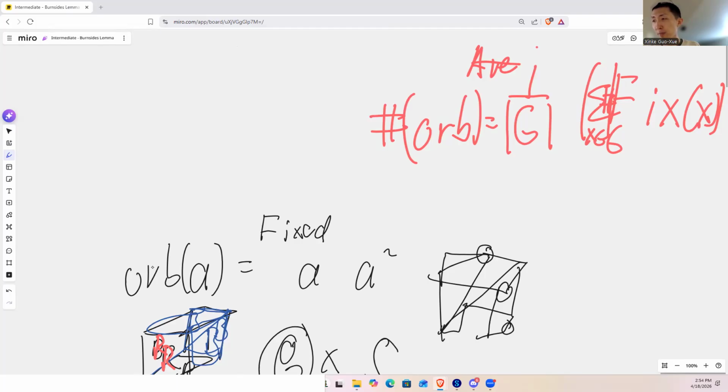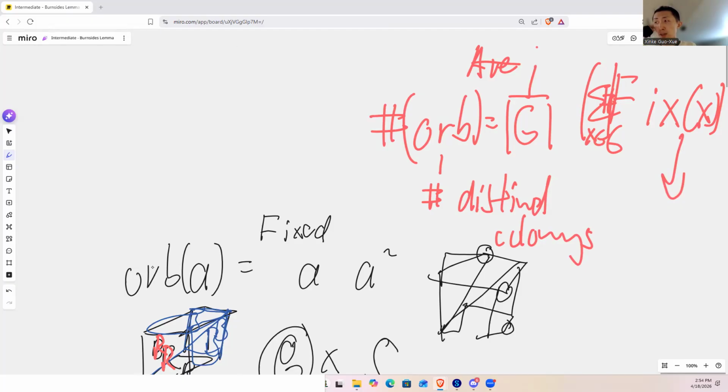So I'll just say colorings in this. And then the fixed, the number of fixed points. This is over all symmetries in the group, the set of symmetries in our problem.